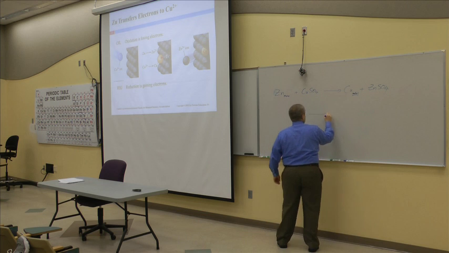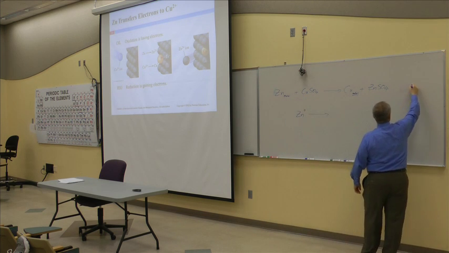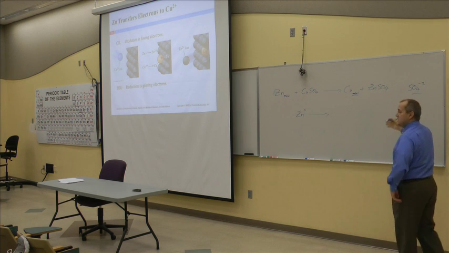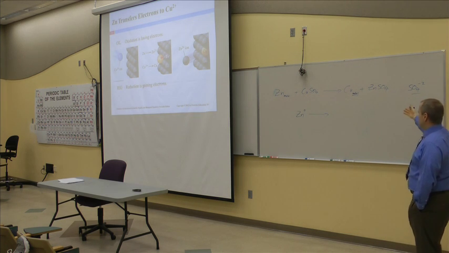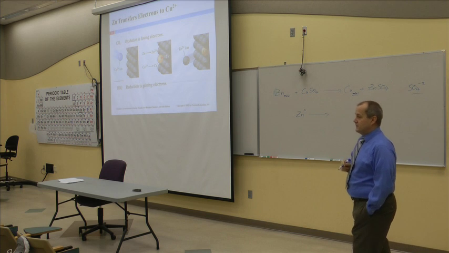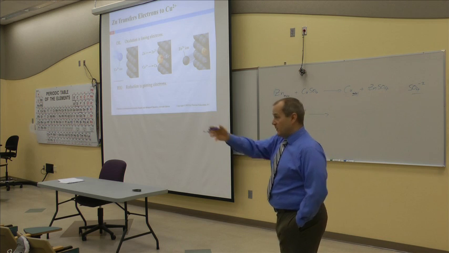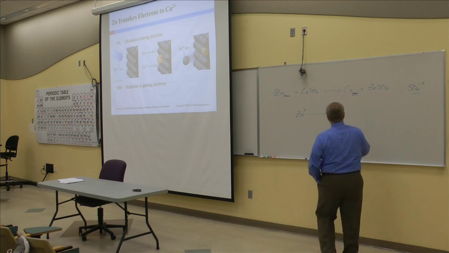And sulfate, for those of you who may not remember, is -2. Sulfate, the polyatomic ion, is -2. So what's the charge on zinc on the right-hand side? +2, right? Everybody? Everyone good? So zinc becomes +2.